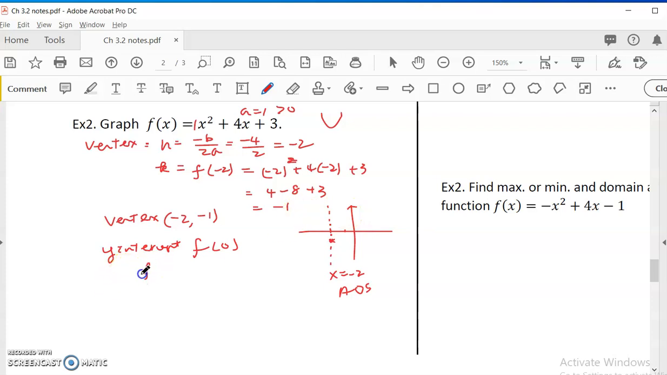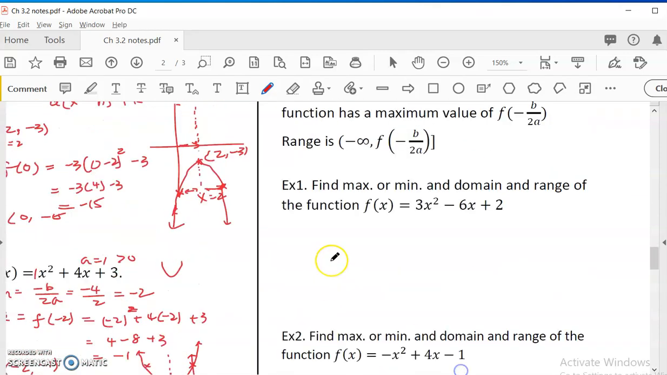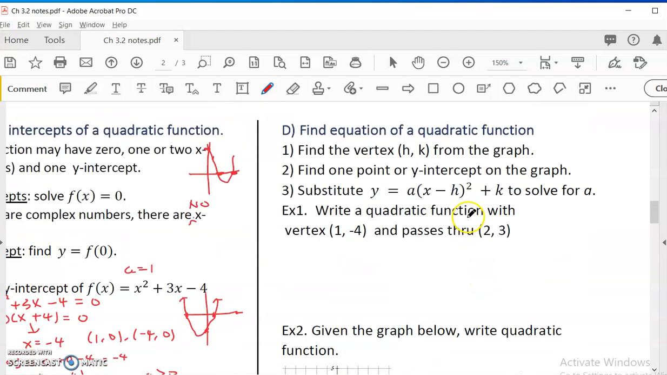What is f of 0? f of 0 would be 0 plus 0 plus 3, which is 3. So you have the point (0, 3). This is 2 away from the axis of symmetry, so 2 away on the other side I will also have a 3. And I'll graph it. If you solve it, there should be 2 x-intercepts also, but we don't need to. That's how you graph a quadratic function by knowing the important features, the axis of symmetry and the vertex.